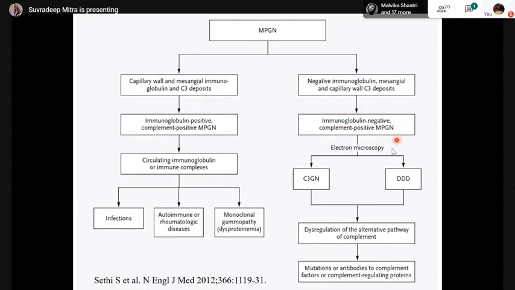When we see only complement, I mean C3 deposits only, then we diagnose this disease as C3 glomerulopathy. And then we go forward with electron microscopy. And if we find a particular pattern in electron microscopy, we label it as dense deposit disease or C3 glomerulonephritis, and then we go forward with looking at the complement pathways and mutations of antibodies, which I have already discussed.